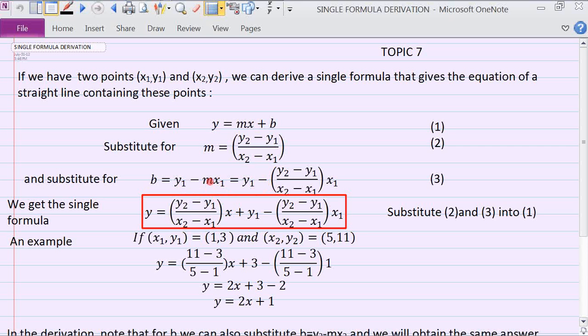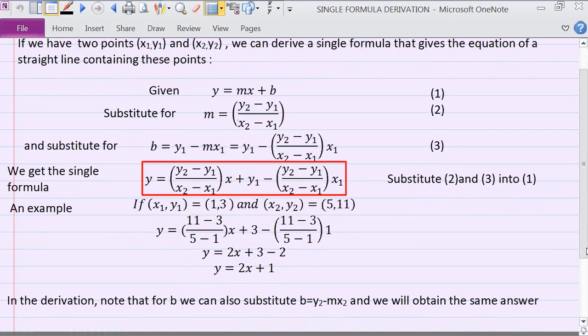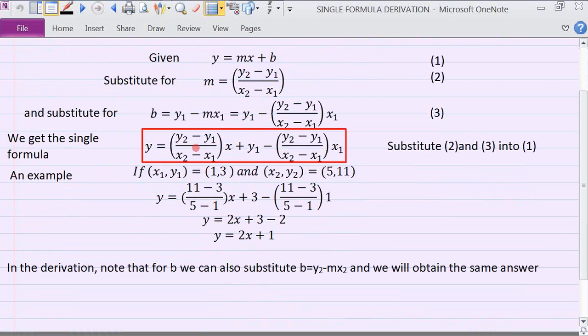Now for the m in this part of the formula here, the y1 is this y1, this x1 is this x1 here, and m is that value here, so I put it down here. Now we go back and we substitute this into this, and for b, which is right here, we substitute this whole thing and we get that equation right here. So here we now have one equation that will give us the equation of a straight line.